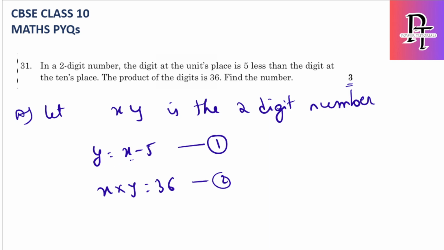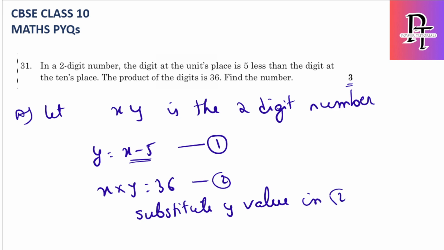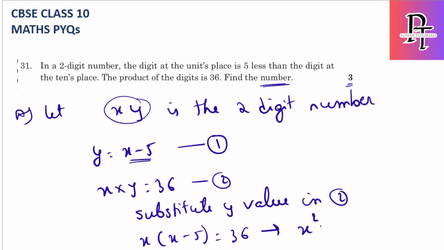So simply substitute the y value, x minus 5, in the second equation. Now it becomes x into x minus 5 is equal to 36. Mostly they will ask you what is the number. So they are asking xy, what is the number. If you found x and y, just write it as the xy value, that will be the number. Let's solve this equation. It becomes x square minus 5x is equal to 36.